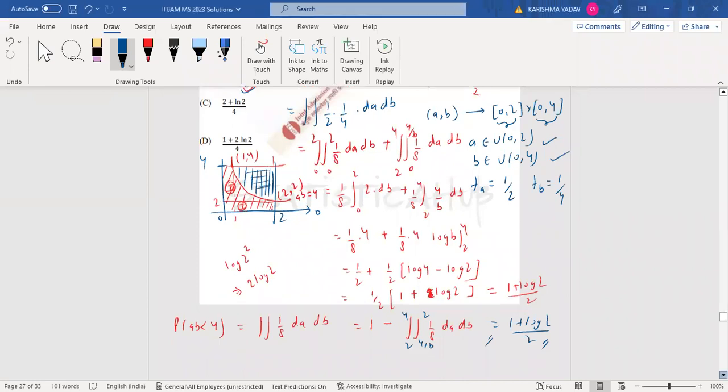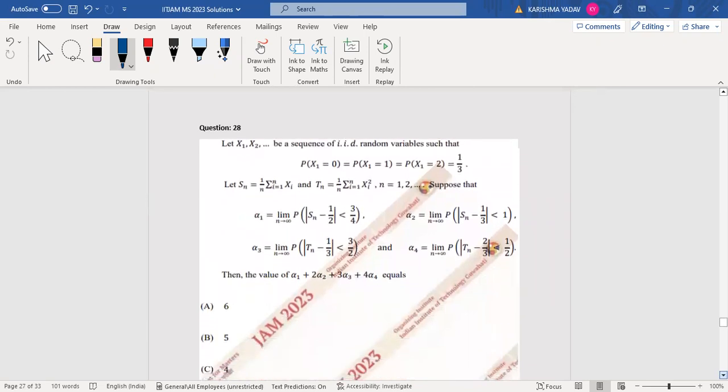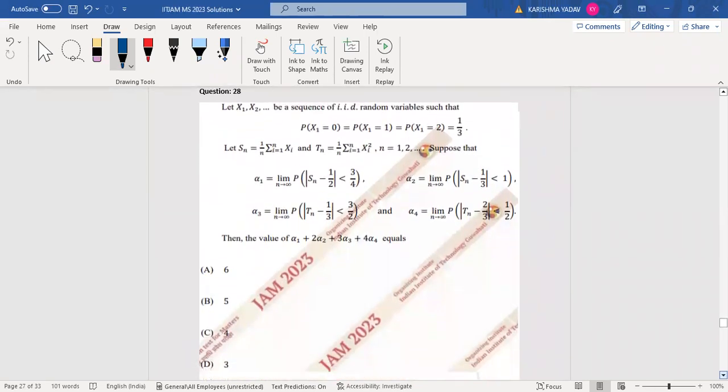Okay, let's see question number 28. What is given in question number 28 is: let x1, x2 and so on be a sequence of IID random variables such that probability x1 is equal to 0, probability x1 is equal to 1, and probability x1 is equal to 2 is equal to 1 by 3. And Sn is equal to 1 by n sigma xi.